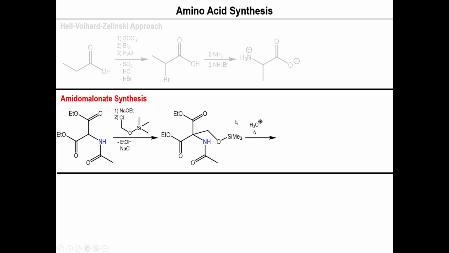And then after that, we simply react this entire thing with acid and heating, reflux in essence, to ultimately kick out the alkoxy groups of the esters, kick out the acetyl group of the amine, remove potentially your TMS group as well, and then this will lead to the presence of two carboxylic acids next to each other, which is basically a decarboxylation. So you have a lot of things happening here.